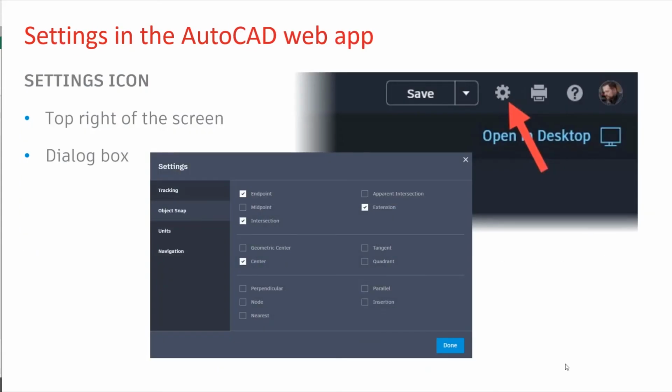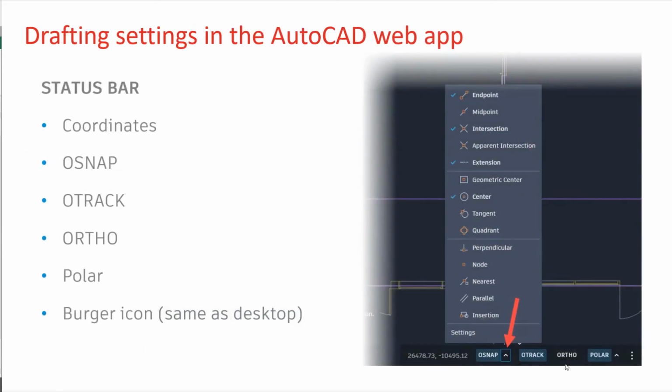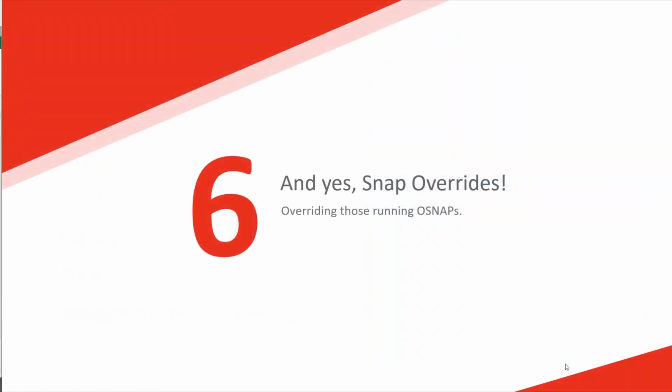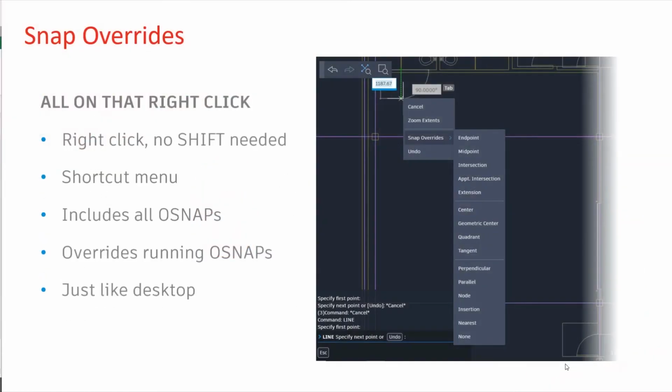All the settings are easy to get to, just underneath the icon in the top right. All your drafting settings are down at the bottom of the screen, coordinates, O-snaps, ortho, polar and etc. Number 6, snap overrides. We all need to override those object snaps. Right-click on your mouse, set them in there.